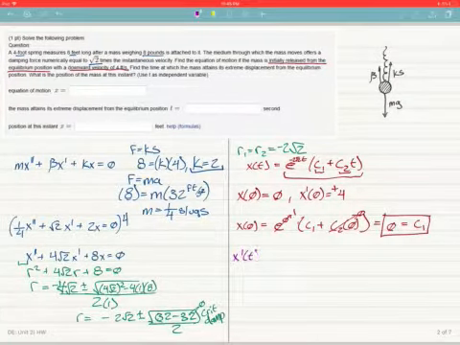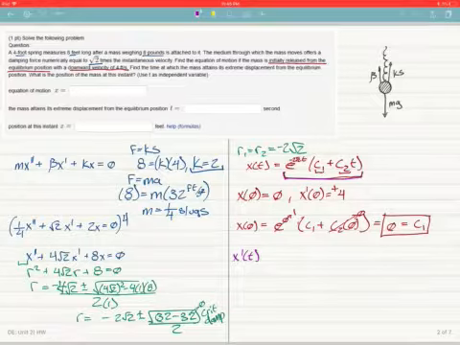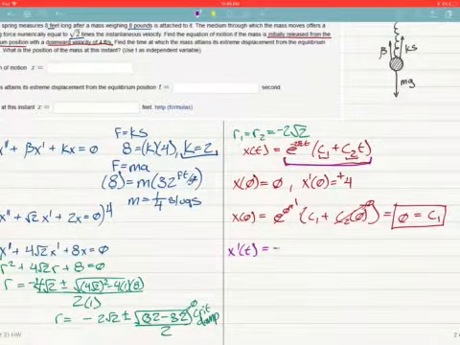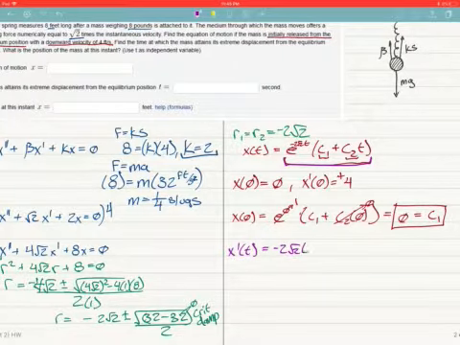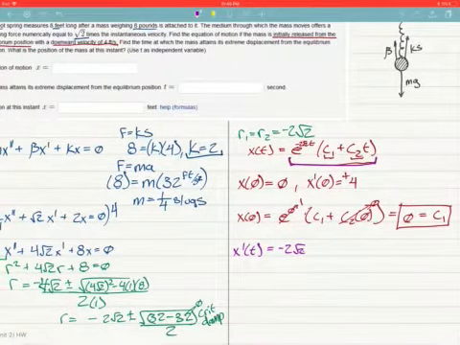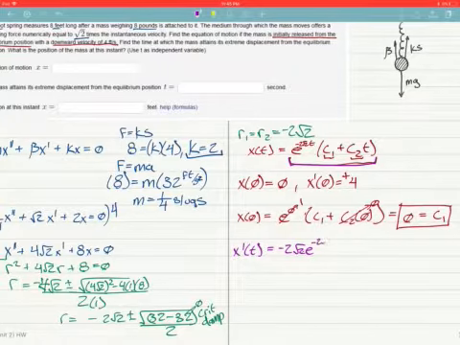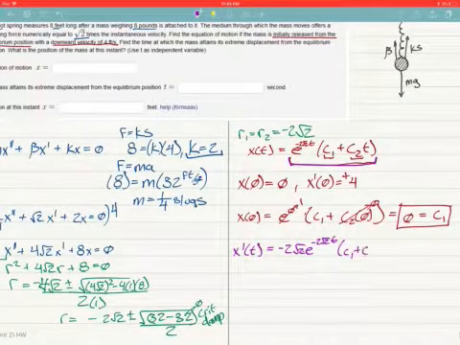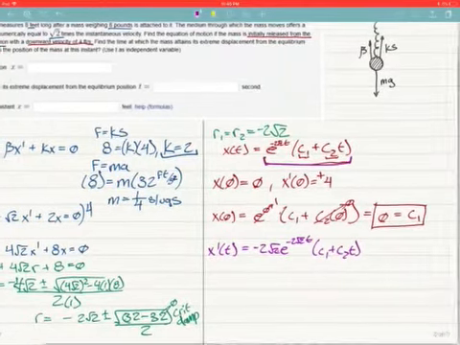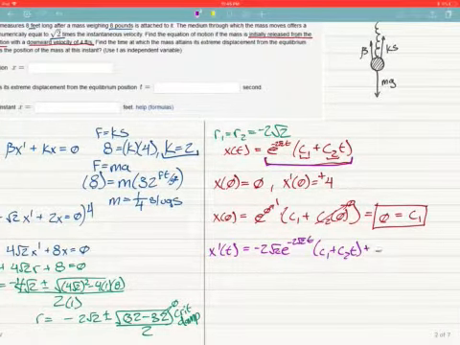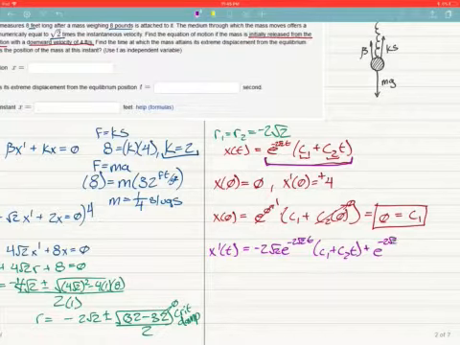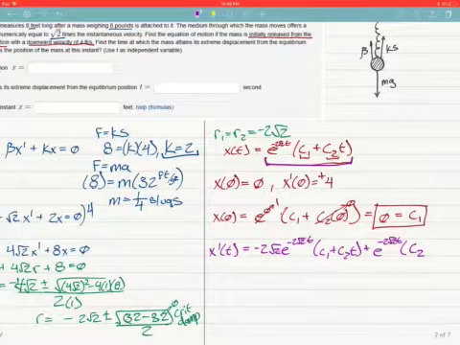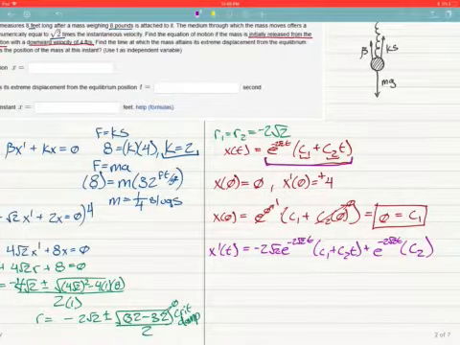Since it's the derivative, x prime at t, this guy, we have to use the chain rule. Negative 2 square root of 2, e to the negative 2 square root of 2t, c1, c2t come along for the ride, plus e to the negative 2 square root of 2t. And then only c2 makes it through this time.